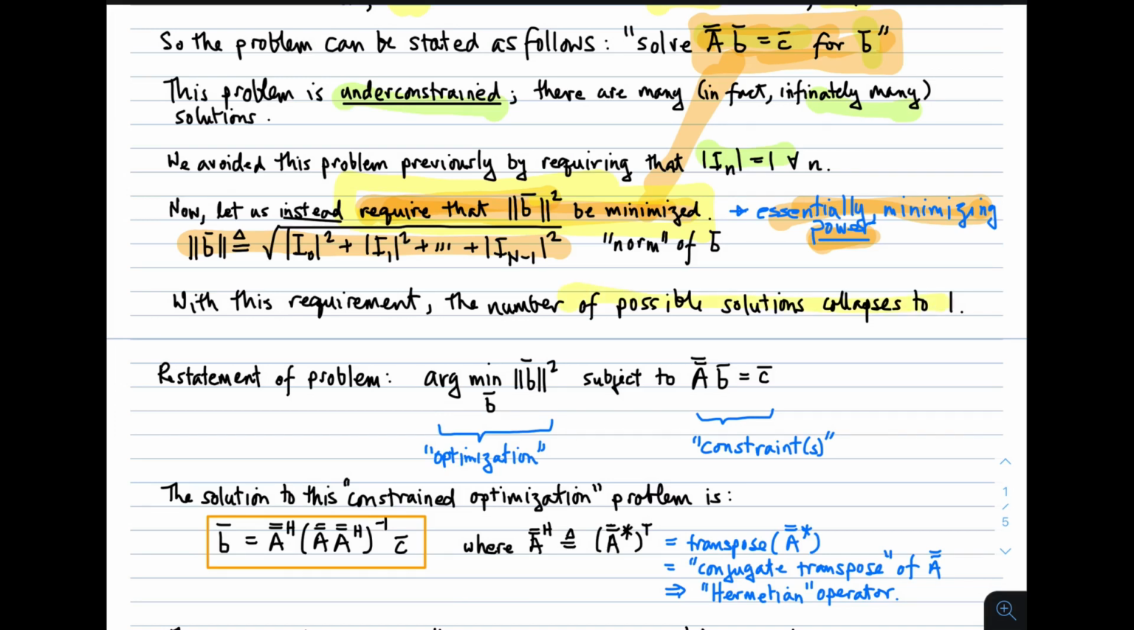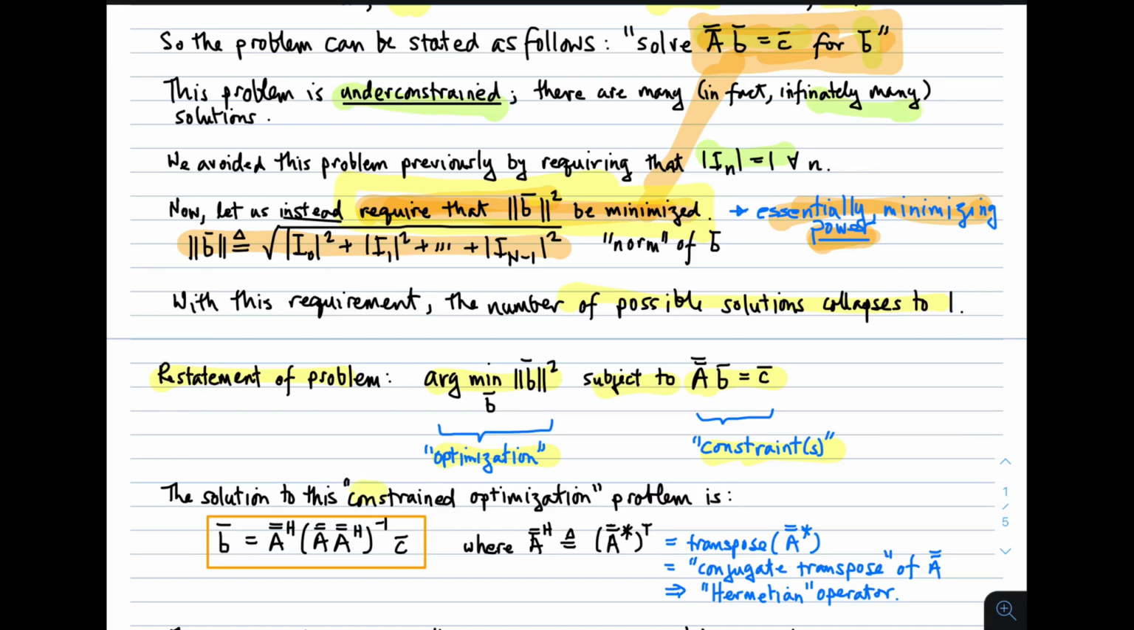So let's restate what we have established here. The restatement of the problem goes like this. We want the argument of b that minimizes the norm squared of b. That's optimization. Subject to the matrix equation we just derived, which is the constraint, and will soon come to represent multiple constraints. So the problem is minimize the norm squared of b subject to the constraint, that is maximum gain in the specified direction.